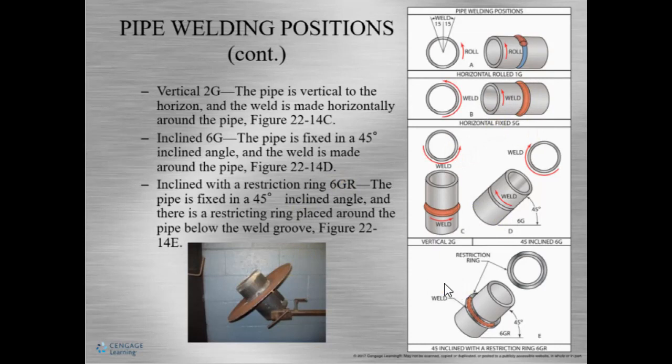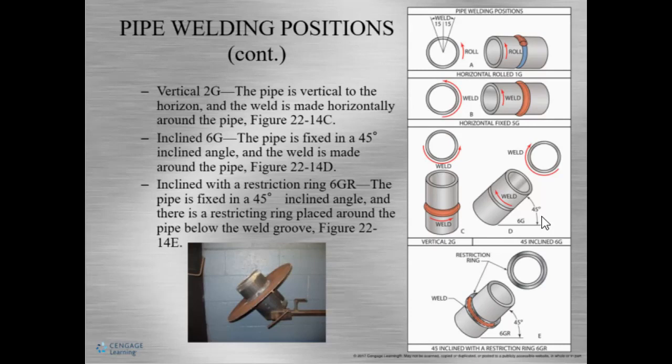6G. This refers to the pipe being stationary at a 45 degree angle. And this is a position that many pipe welders use to get certified because it covers all of the other positions. But it is stationary here. It's not moved. So you have to go all the way around. This means that you have to understand how to do flat, horizontal, vertical, and overhead welding.